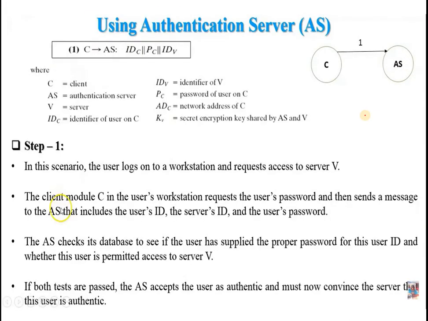Whatever I have explained just now is there in this slide. You can see C to AS, what it will provide: IDC, PC, and ID of the V. So what is PC here? It is the password which is sent by the user.